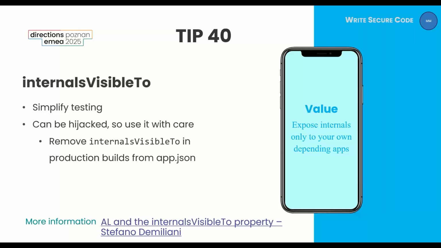So just make sure, once you are building your app, to remove internalsVisibleTo from app.json. So basically from your production app.json, it should be removed. I mean, you will not do this manually. If you are using the pipeline or the CI/CD solution, then it will be defined there and you don't need to worry about that. So just be careful about it.